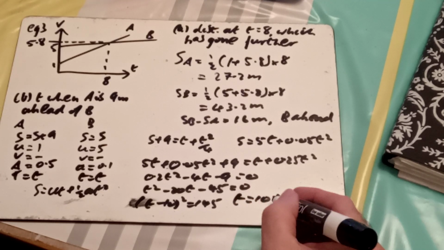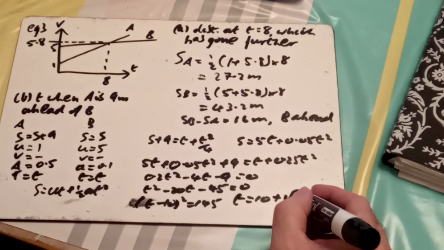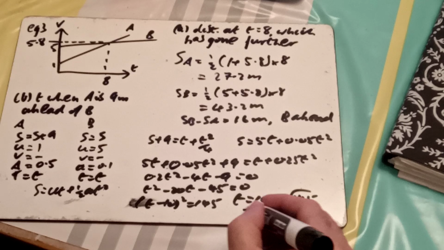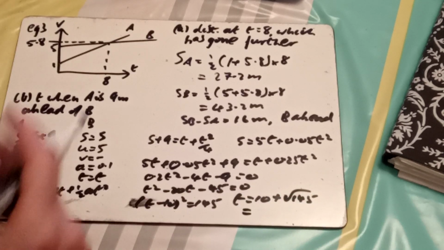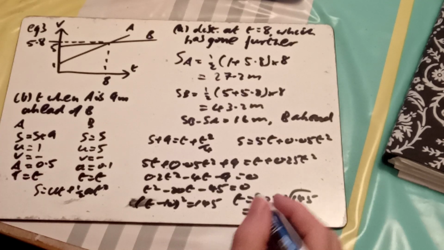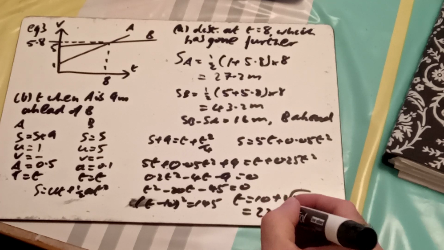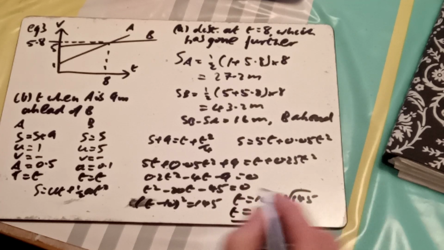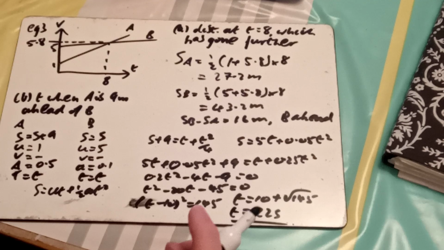root 145. Now 10 minus will be a negative value, so it's 10 plus root 145, so just over 22 seconds, so 22.0 something. So 10 plus root 145 equals 22.04, so 22.0 seconds there. So at that time, it's when A's gone and overtaken B, and it's gone 9 metres ahead.